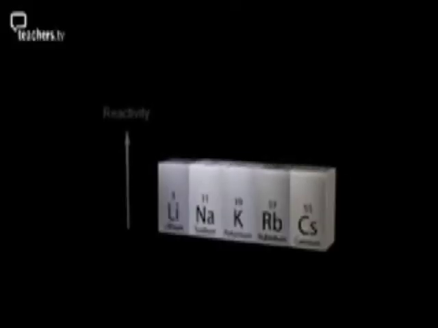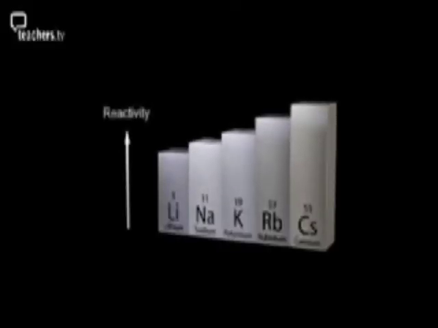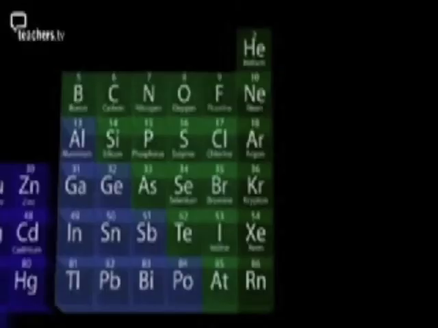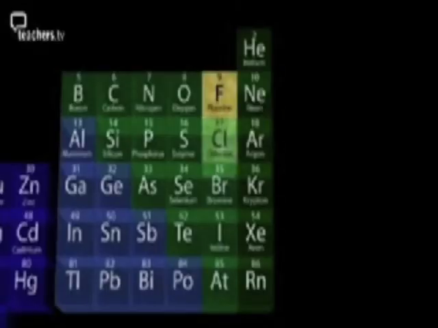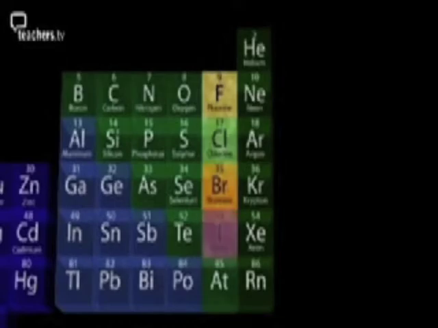So, there's no doubt that as we go down group 1, reactivity increases. Lithium is reactive, but cesium is extremely reactive. Like the group 1 metals, there are similarities and trends as you go down group 7.